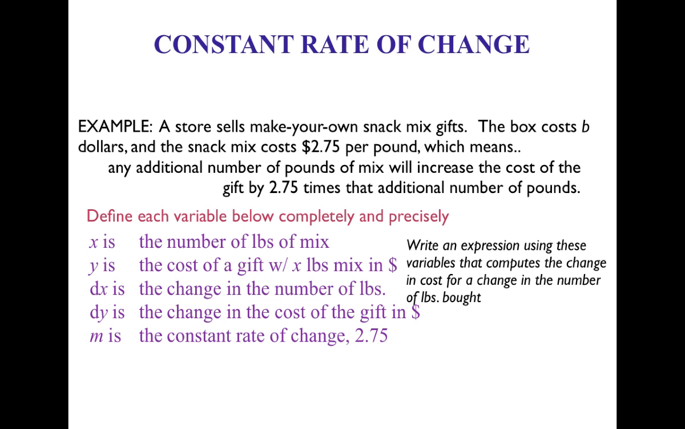Okay? And then write an expression that computes the change in cost for any change in the number of pounds bought. So again, using the variables in this list, what computes the change in cost for a given change in the number of pounds bought? Daphne, how about this one? M times dx would give you? Okay, she's saying dy equals m dx. That's exactly it, right? That's our meaning for constant rate of change. Given a change in number of pounds, the change in cost would be 2.75 times that number of pounds.